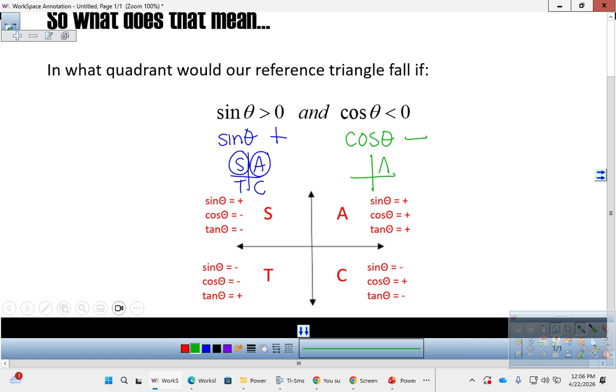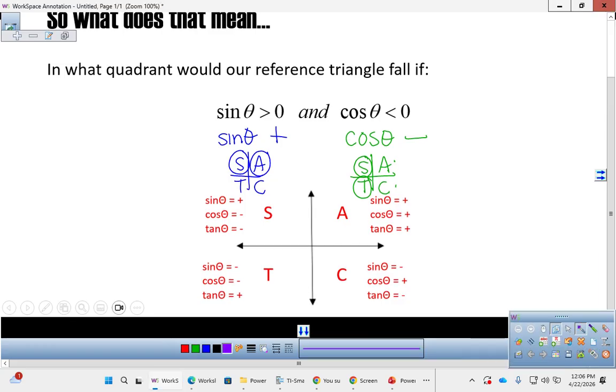Well, with ASTC, I know that cosine's positive in 1 and 4, which must mean in turn cosine's negative in 2 and 3. So if we analyze our answers, I knew that from sine is positive, it had to be 1 or 2, and from cosine negative, it has to be 2 or 3. So what they have in common is 2. So the answer for this would be quadrant 2.